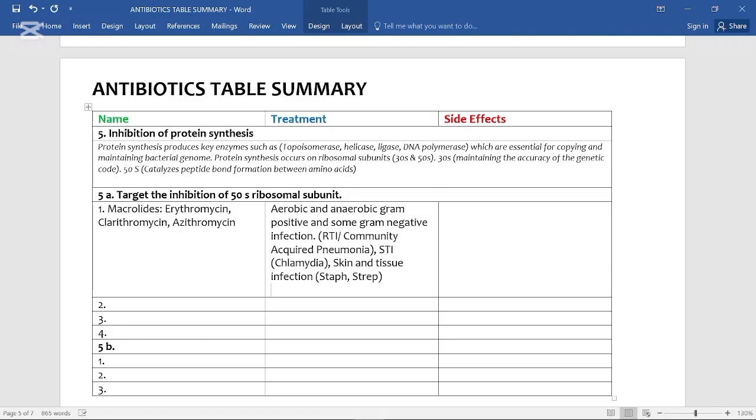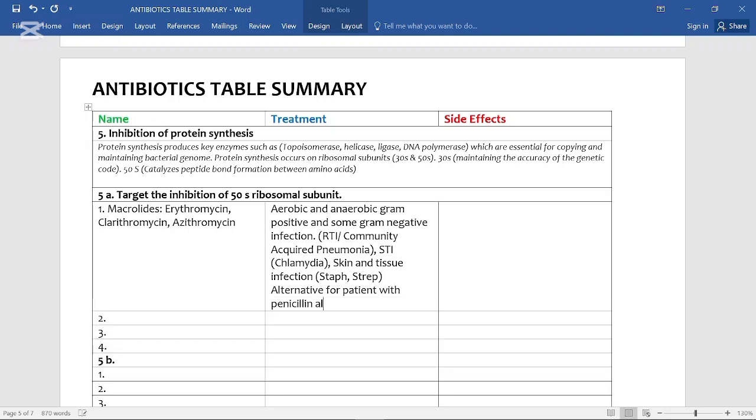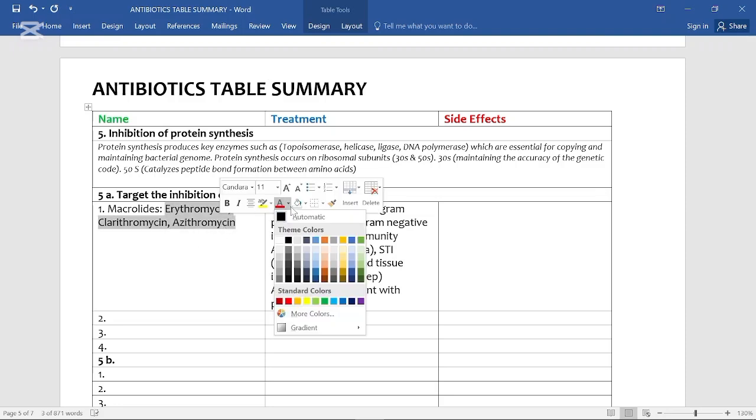Bacteria. Another key aspect here, it's always a good alternative for those clients who have got a penicillin allergy. So you can write here an alternative for patients with penicillin allergy. So I believe till there you're together. So you've looked at macrolides, the first one.